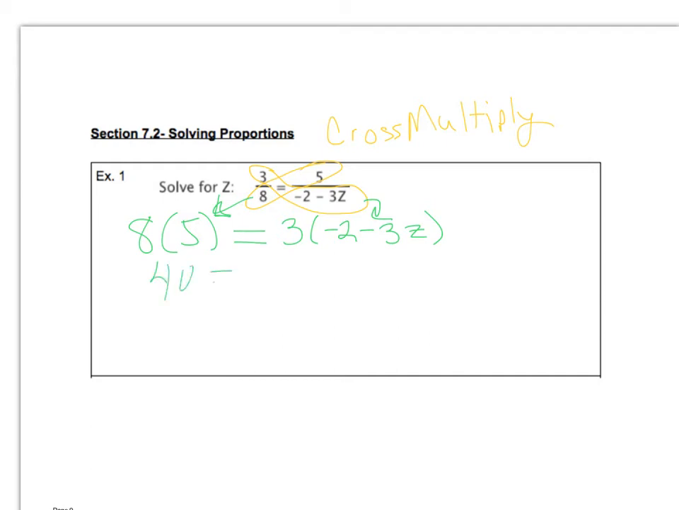So now it's just math. Okay, now this is math you know how to do. You distribute that 3, you get minus 9z, and now you just keep going. Add 6 to both sides, you get 46 equals negative 9z, and you're going to get a fraction.